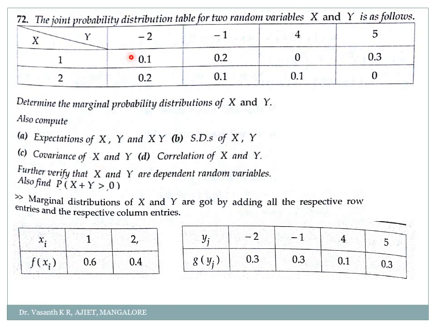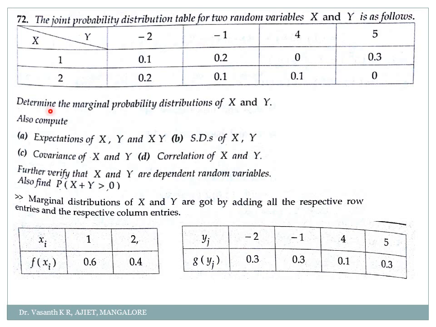The joint probability distribution table for the two random variables x and y is as follows. So x will take the values 1 and 2, y will take the values minus 2, minus 1, 4 and 5. So the joint probability: probability of 1 comma minus 2 is how much? 0.1. Probability of 1 comma minus 1 is 0.2. Probability of 1 comma 4 is 0. Probability of 1 comma 5 is 0.3. Similarly, probability of 2 comma minus 2 is 0.2. 2 comma minus 1 is 0.1 and so on.